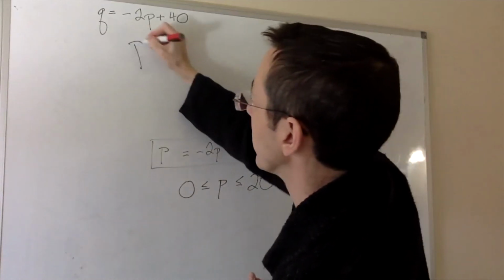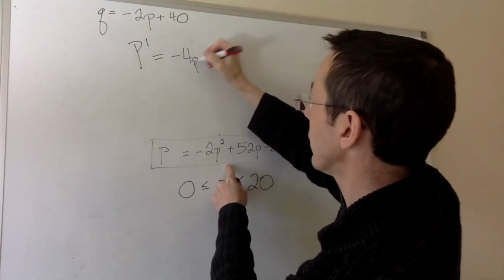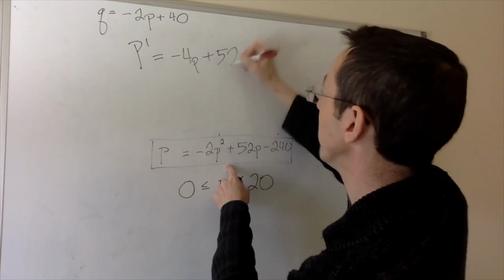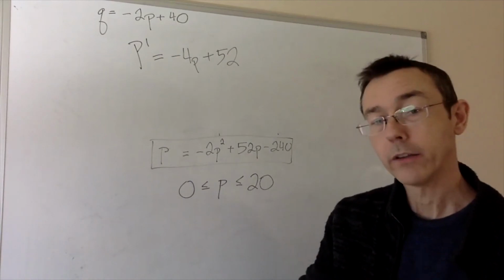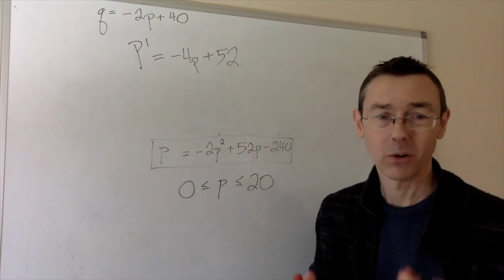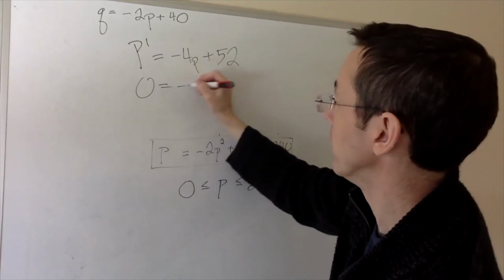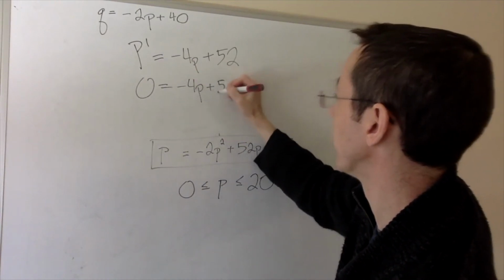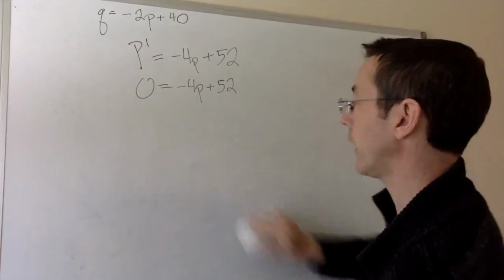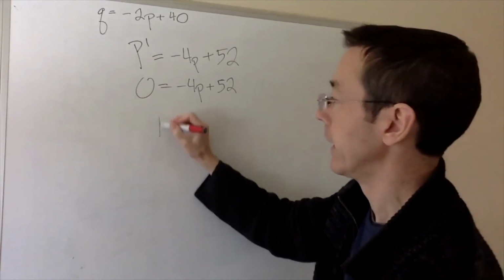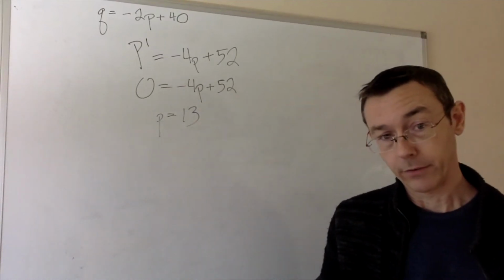So we need the derivative, P prime. Fortunately here, that's fairly simple. It's negative 4P plus 52. To get critical values, we say, where does this not exist? And where is it equal to 0? It's a polynomial, so it's always going to exist. We only have to think about where it's 0. 0 equals negative 4P plus 52. So I move the 4P to the other side. I divide by 4, and I get P is 13. That's a critical value for this function.